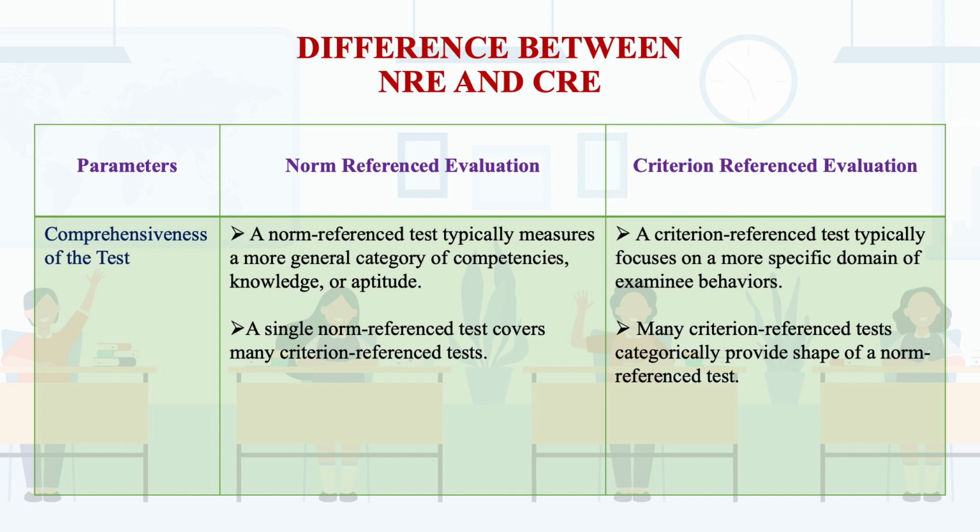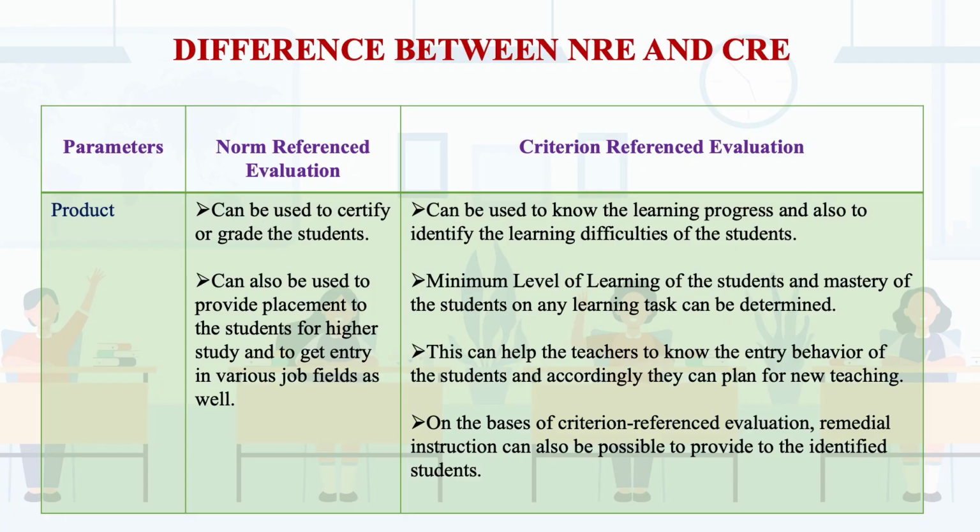And further, many criterion reference tests categorically provide the shape of a norm reference test. So criterion reference tests are included in a norm reference test, whereas a norm reference test includes a few criterion reference tests. Let us go forward to differentiate norm reference and criterion reference evaluation so far as the parameter of product is concerned.